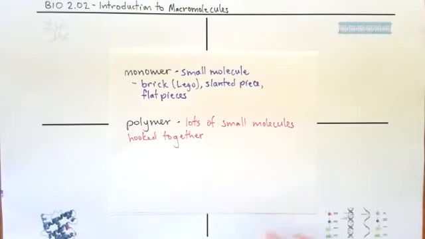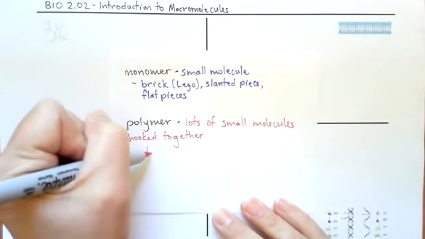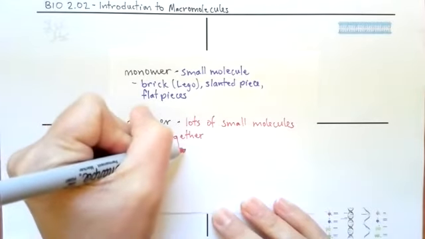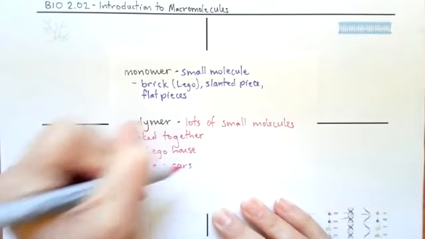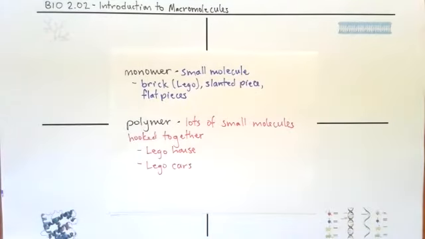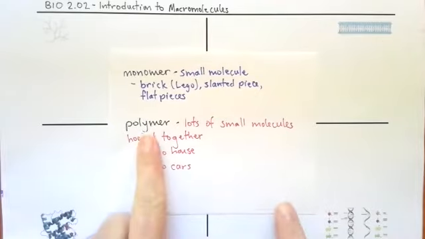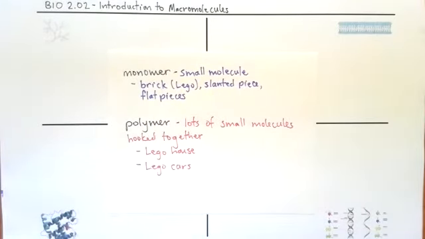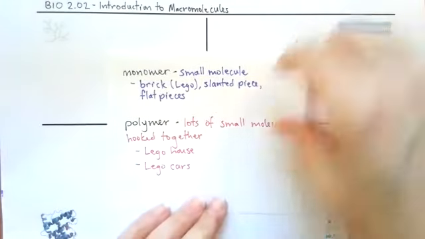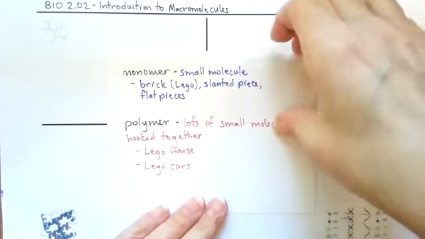So maybe your favorite thing to build out of Legos is a Lego house. Or maybe you like to build Lego cars. So again, the monomer are the individual pieces. The polymer is what you build because you literally snap them together. So what we're going to see is that our macromolecules are polymers, but they're made from monomers. And so for each of the categories of macromolecules, we want to talk about the monomers.